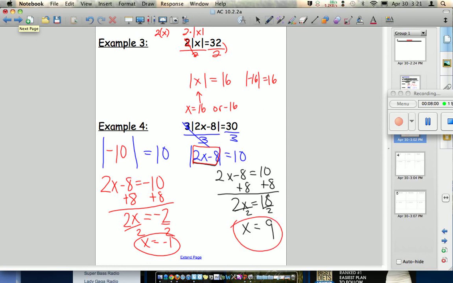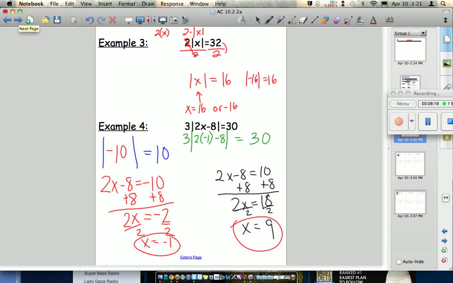Let's check this negative 1 just to make sure we understand what it means. So I'm going back up to my original equation. If I put in negative 1, I will get a solution. So 3, absolute value of 2 times negative 1 minus 8.